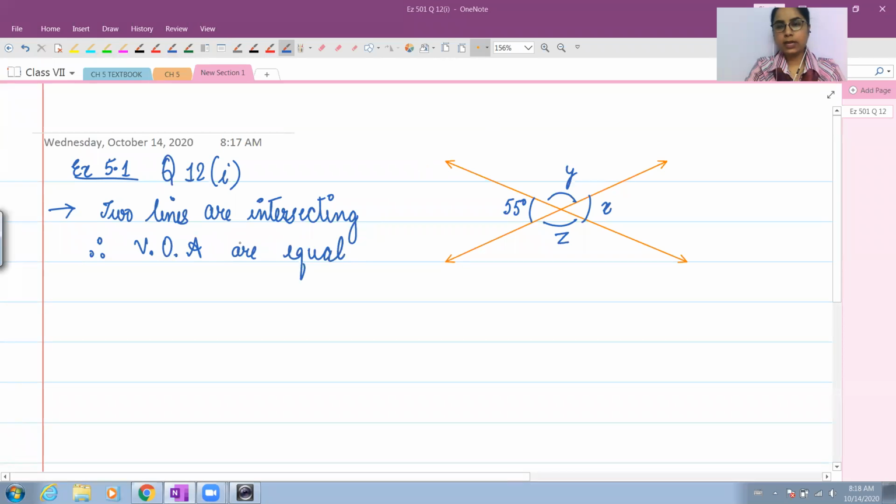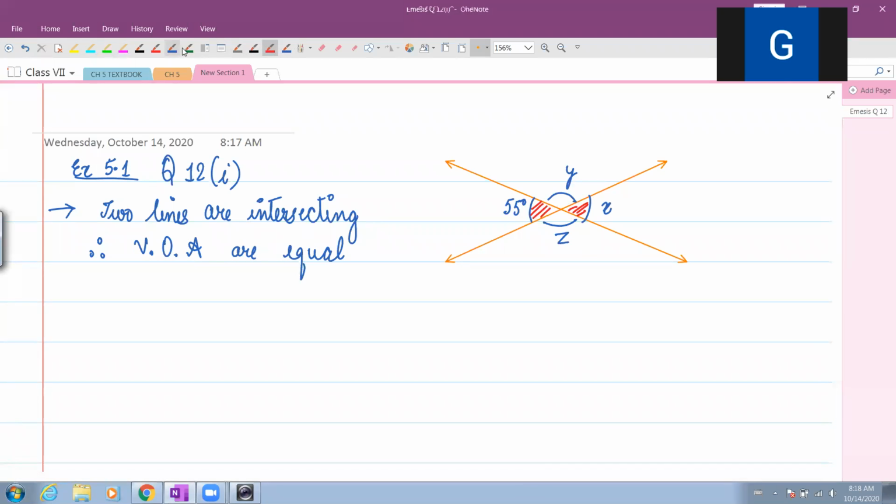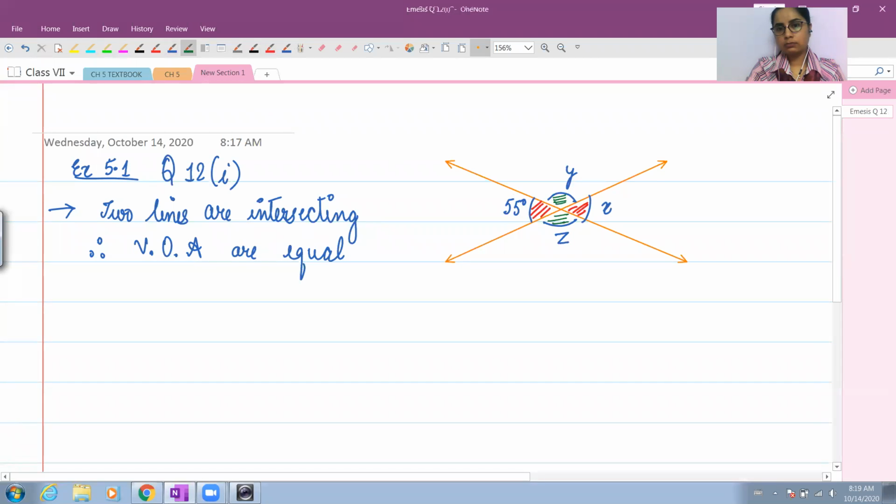So VOA stands for vertically opposite angles. I would like you to mark in the diagram also so that it's easier to identify. You can use different colors or you can use pencil and pen.